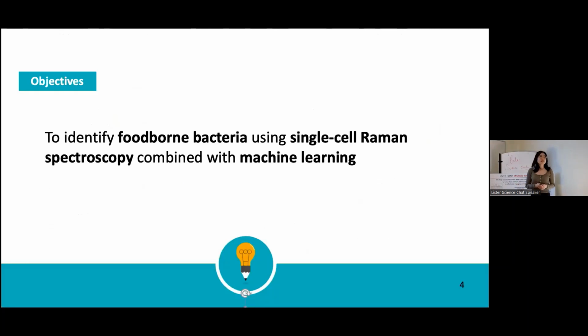So here comes my study. My study is to use single-cell Raman spectroscopy to identify or differentiate different foodborne bacterial pathogens, and also with the help of machine learning.